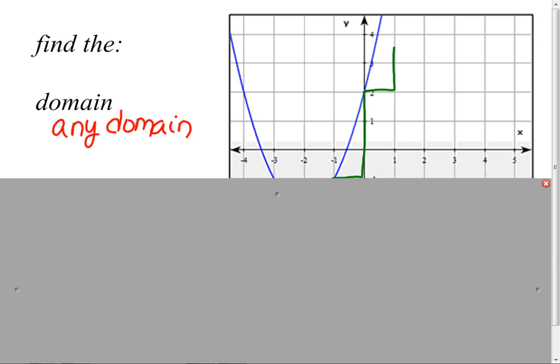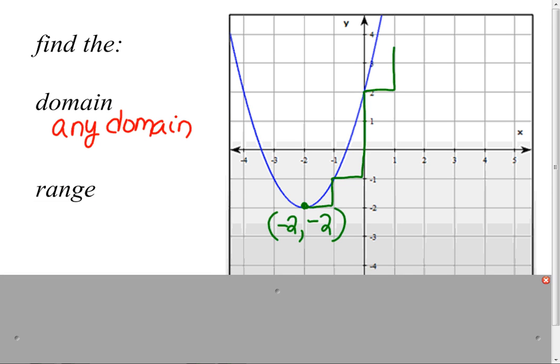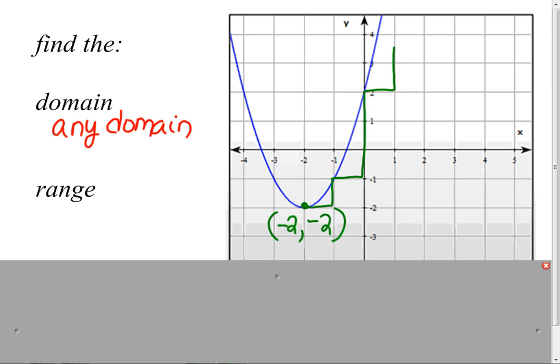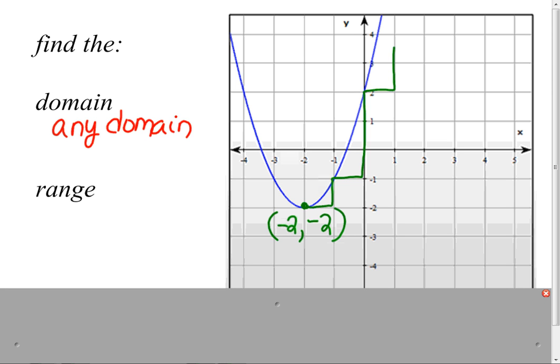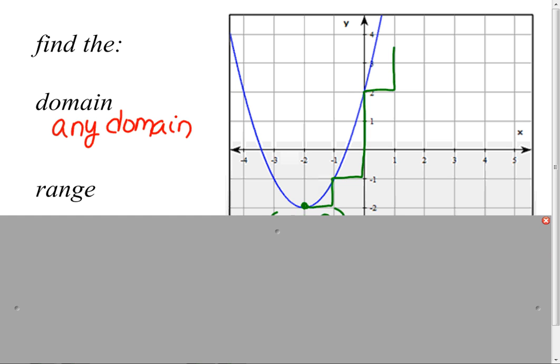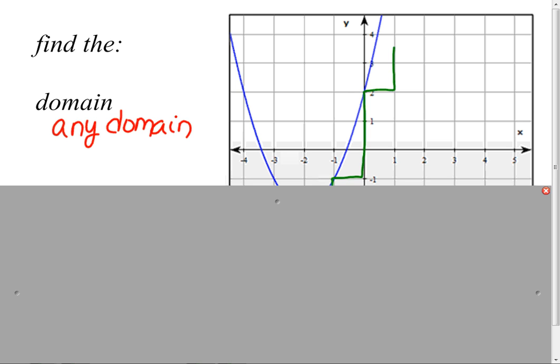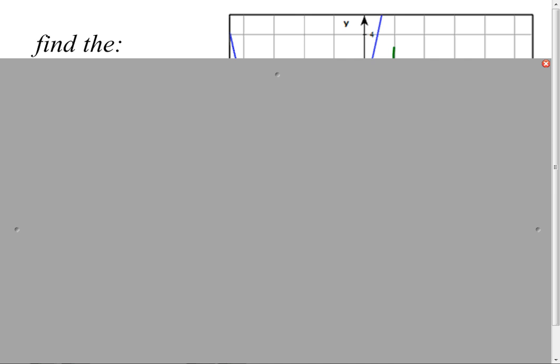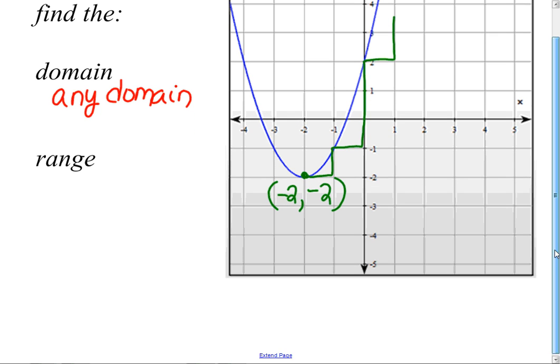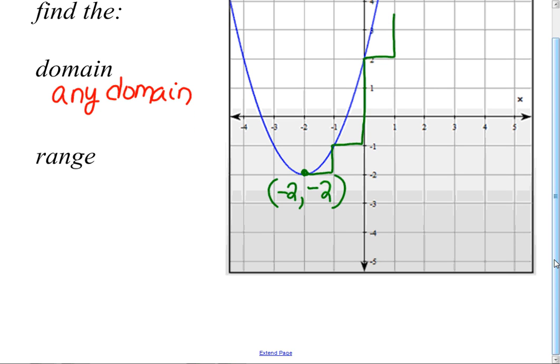Does this help visualize that? You aren't going to get -4. The graph didn't come down here. Just think of this horizontal line. The horizontal line starts at -2 and goes all the way up. So, what's the range? We will have a worksheet for this. What's the range?